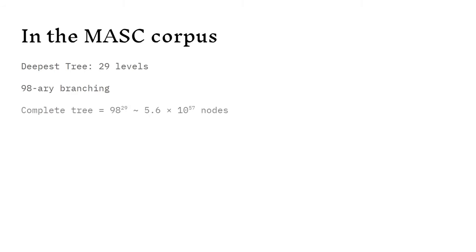So, more concrete numbers on this. In the Penn Treebank corpus that we use in this work, the deepest tree has 29 levels of recursion and 98-ary branching at the maximum. The complete tree here would be about 5.6 times 10 to the 57 nodes. Just absurdly massive. If we wanted a role for each one, a unique, linearly independent role, this dimensionality is completely intractable. However, 99% of the trees, which is in this case 35,379 trees, have fewer than 183 nodes. We looked at the 99% smallest to avoid tail effects, but the largest ones were still just around 300 nodes. There were no trees with millions of nodes. That's not something you get in natural language sentences.